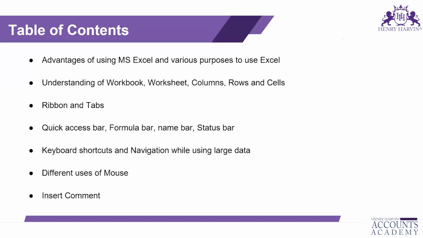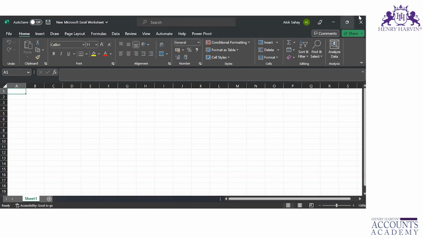The second point is important, that is understanding of workbook, worksheet, column, rows, and cells. So let's come to the Excel directly. The first thing you need to learn is how to open MS Excel. The first and easiest way is to right click anywhere, go on New, and here you can have a Microsoft Excel worksheet. If I click it, it appears, and if I press enter twice, it will open. That is the easiest way.